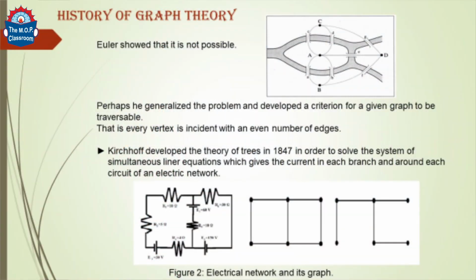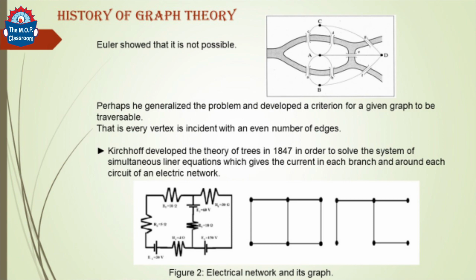So he generalized the problem and developed a criterion for a given graph to be traversable if and only if each and every vertex is incident with an even number of edges. Now when I was explaining the history of graph theory, I was talking about two important terminologies, vertices and edges. So let me discuss the edges and the vertices in the forthcoming slides.